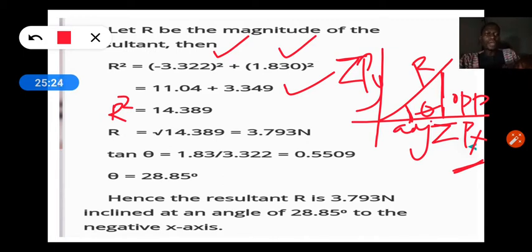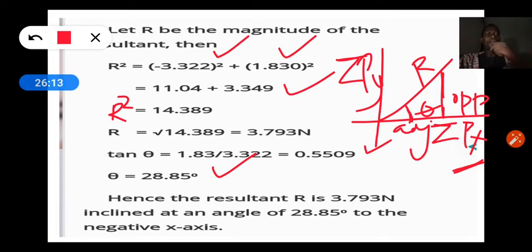So my opposite value, that summation, is this here, and the other one is 3.22. So if I do that, I have this. Okay, so the answer is going to give me what? Theta. When you find the arctan of that value, I have 28.85 degrees. So we have succeeded in finding the resultant, and we have also succeeded in finding the inclination of the resultant to the axis.